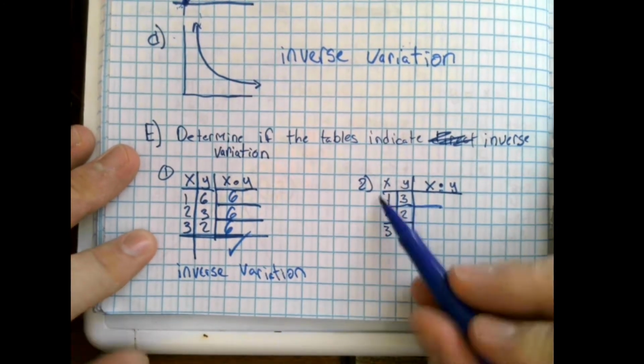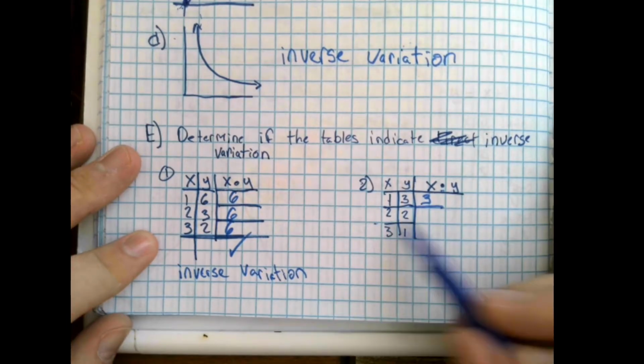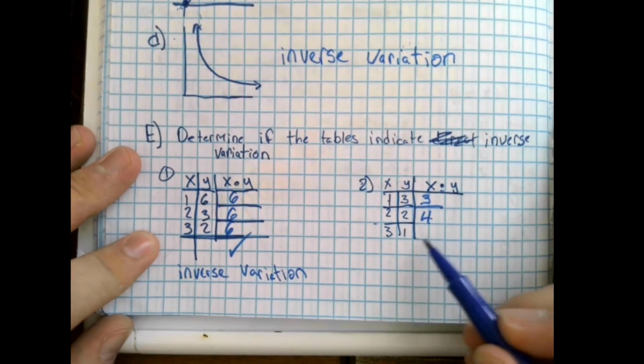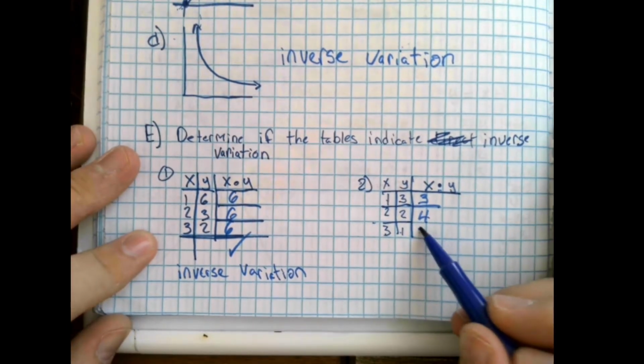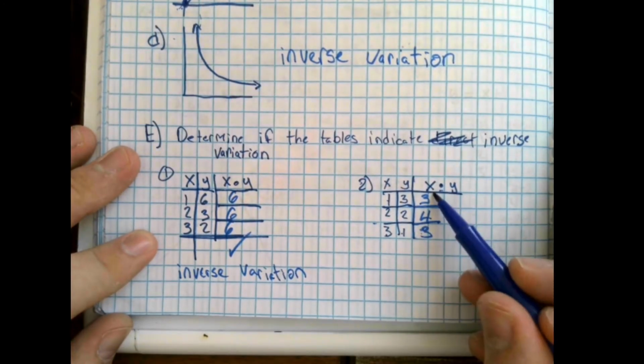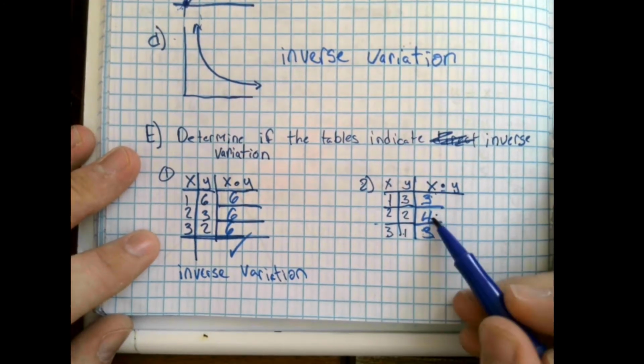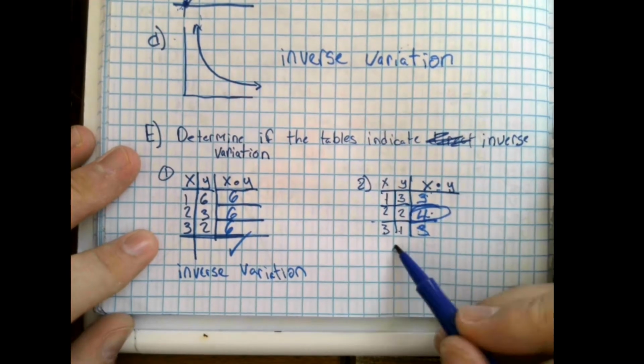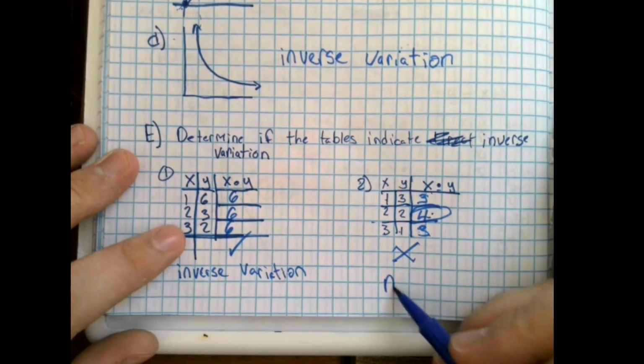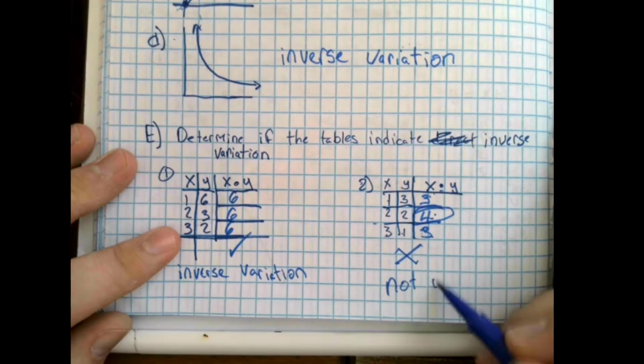Here, 1 times 3 is 3. 2 times 2 is 4. 3 times 1 is 3. Notice these are not constant. We have 3, 4, 3. This 4 is different, not inverse variation.